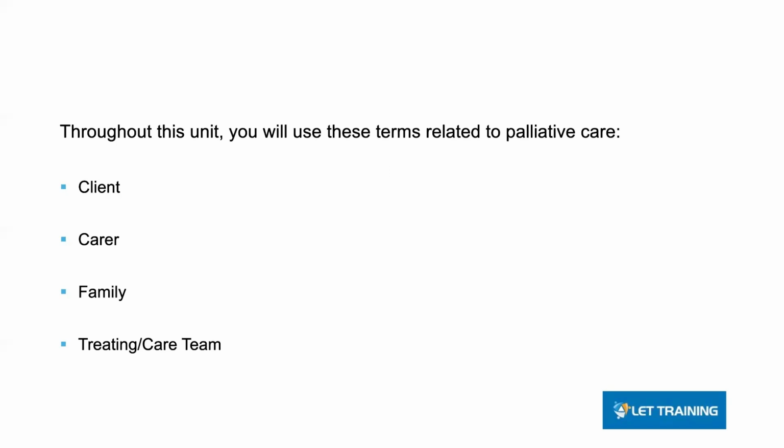Throughout this unit, you will use the terms related to palliative care. Client, the person or resident receiving care. Carer, an individual who provides unpaid informal support and care to a family member, friend, or neighbour who needs assistance because of disability, terminal illness, chronic illness, and/or mental illness. Family, these are the people closest to the individual and with whom the individual has an ongoing personal relationship. The treating care team, this is a group of people involved in the client's care. The team may include doctors, nurses, Aboriginal health workers, and allied health professionals.